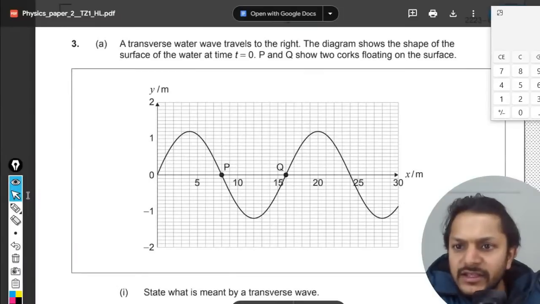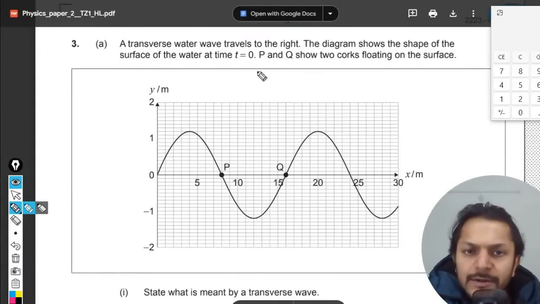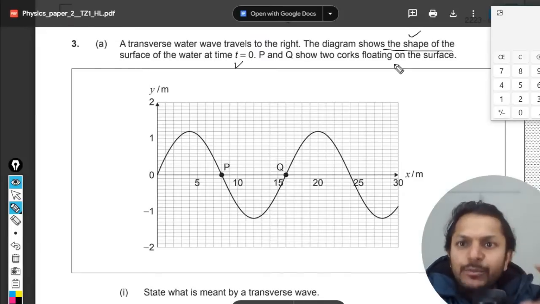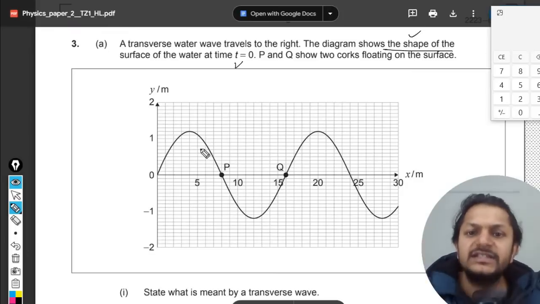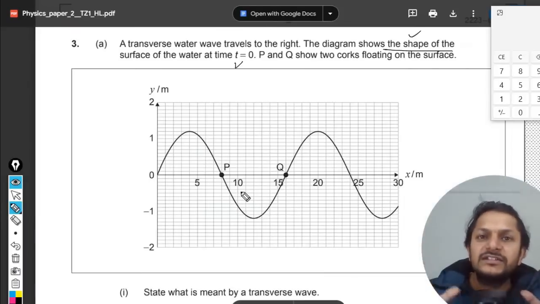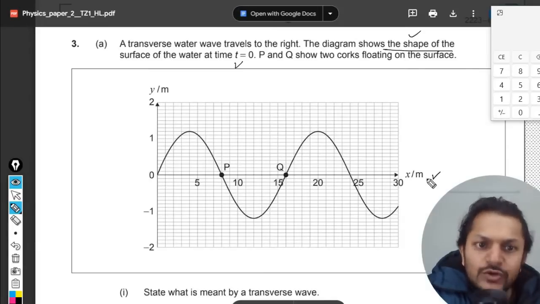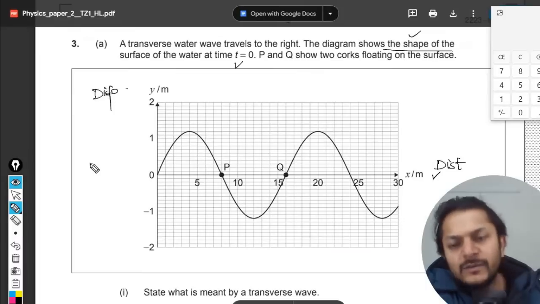Now this question: a transverse water wave travels to the right. The diagram shows the shape of the surface of the water at the time t is equal to 0. Now, if the diagram shows the shape, literally the shape of the wave, it means you have actually clicked an image there. So this is definitely a wave like this. The diagram that they have made is consisting of multiple particles. In such cases, on the x-axis you have distance, and on the y-axis you have the displacement, and that is what is there.